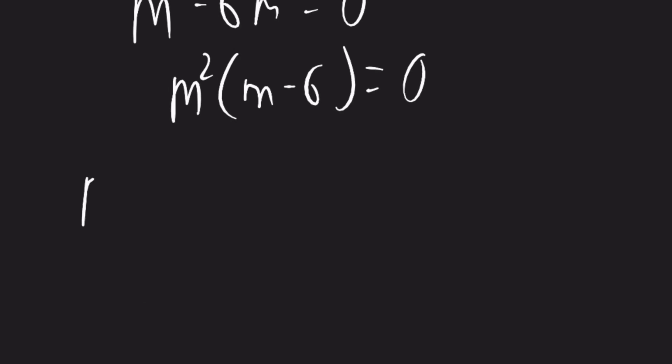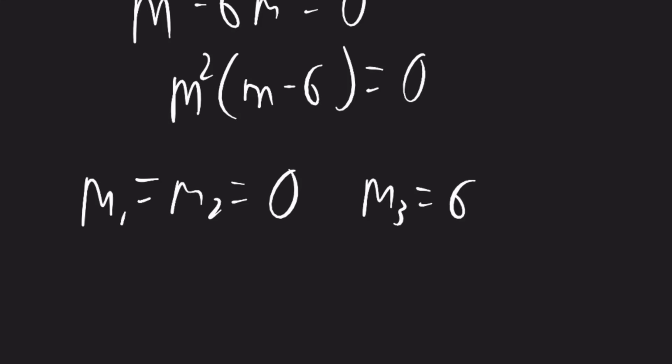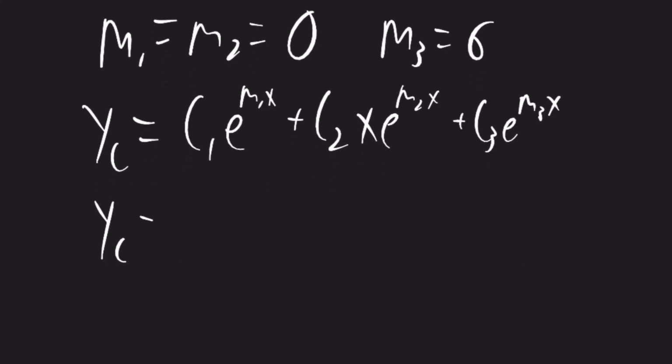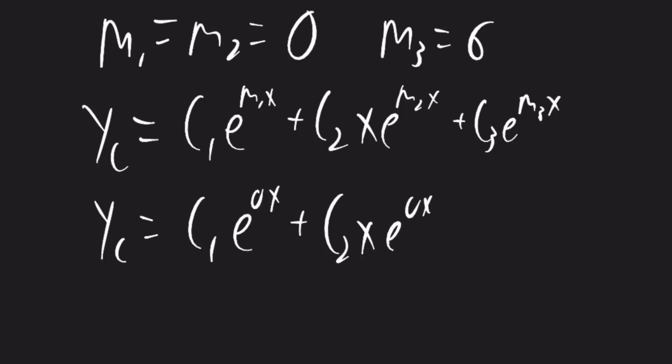The first two roots, m1 and m2, are both going to be equal to 0. And the third root, m3, is going to be equal to 6. So we know the complementary solution, yc, is going to be the form c1 times e to the m1x plus c2 times x times e to the m2x plus c3 times e to the m3x. So yc is going to be equal to c1 times e to the 0x plus c2 times x times e to the 0x plus c3 times e to the 6x.